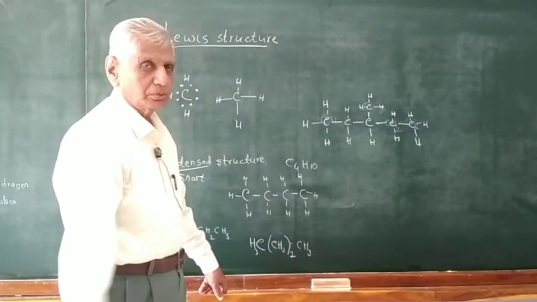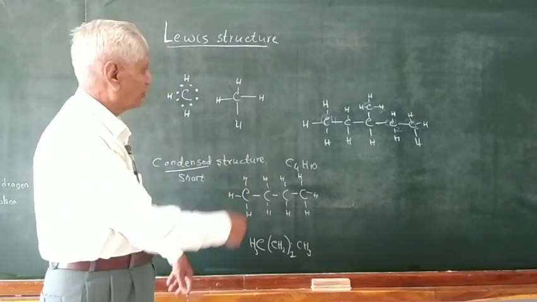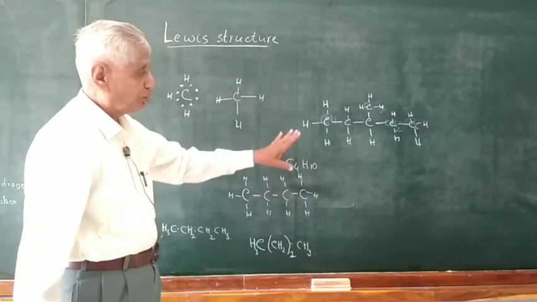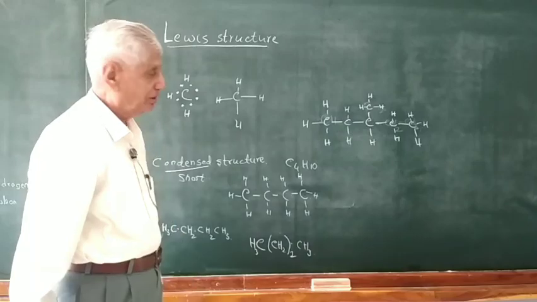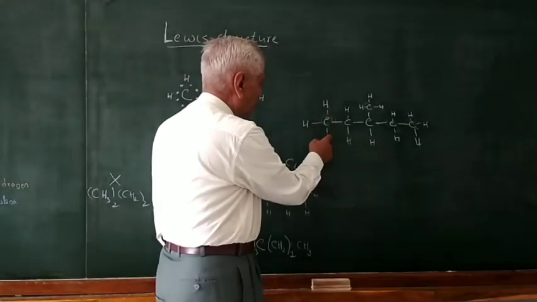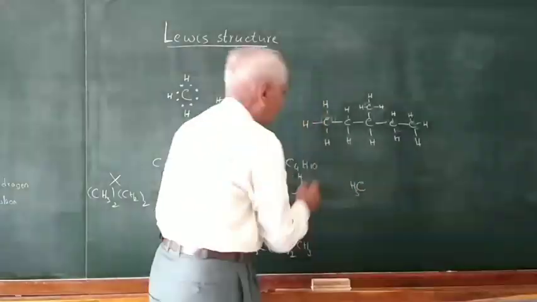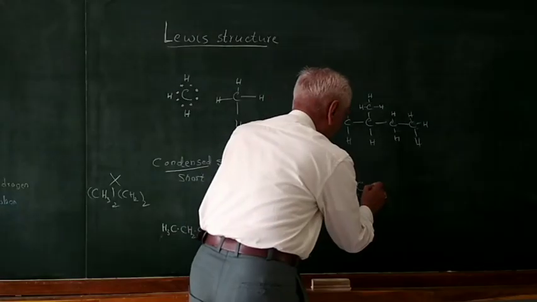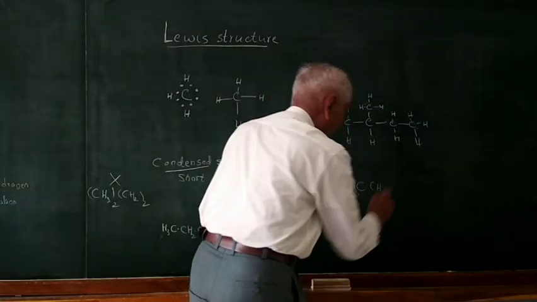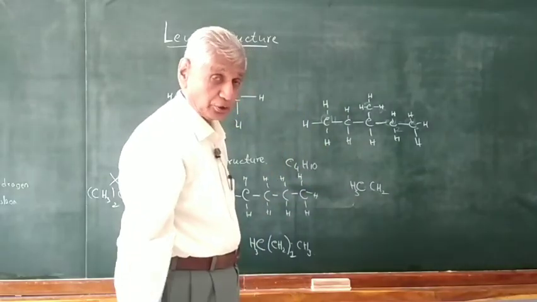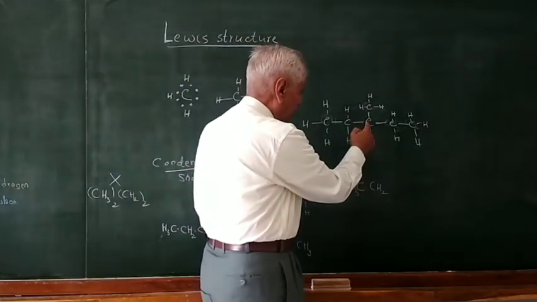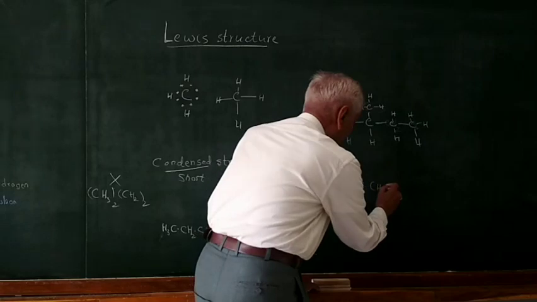This compound is a full structure, a loose structure. How to write a condensed structure here? Look here, don't write these bonds. CH3, there is CH2, CH2. Then what is there? CH3.